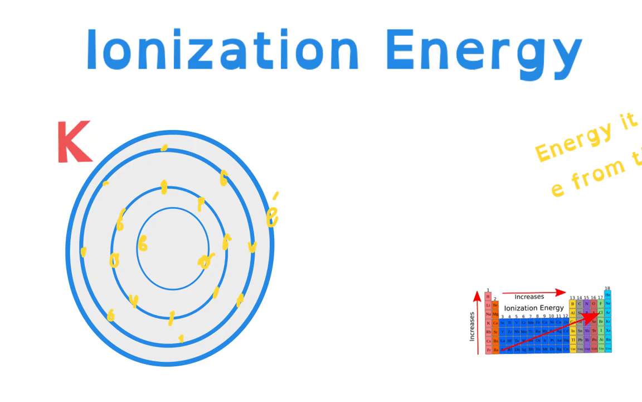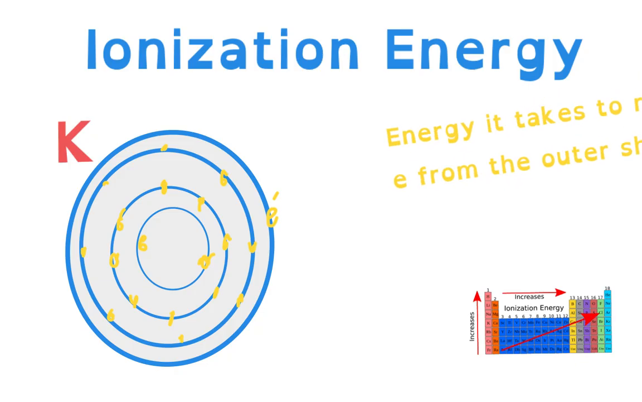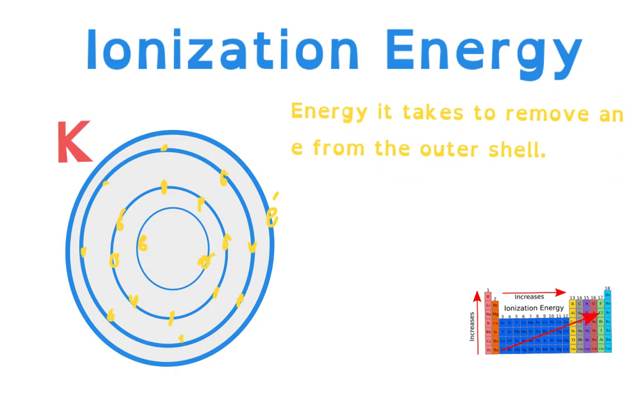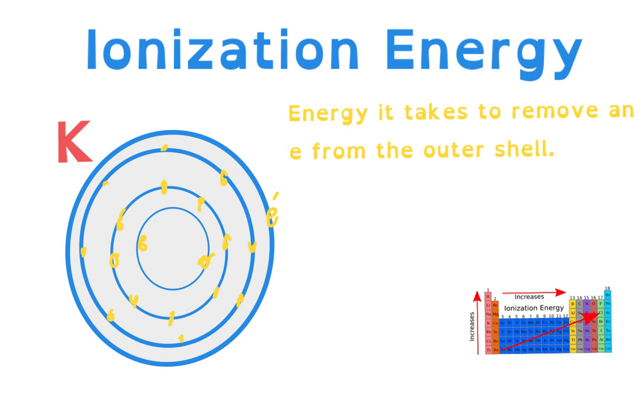Okay, our last trend here is ionization energy. Remember, what is an ion? An ion is the gaining or losing of electrons. But we're actually looking at the energy it takes to gain or lose, in this case lose, that outermost electron in the outermost shell. So you need to have the definition here. It's the energy it takes to remove an electron from the outermost shell.